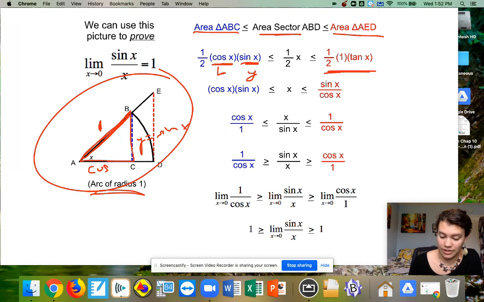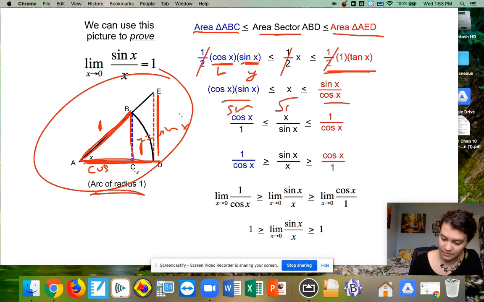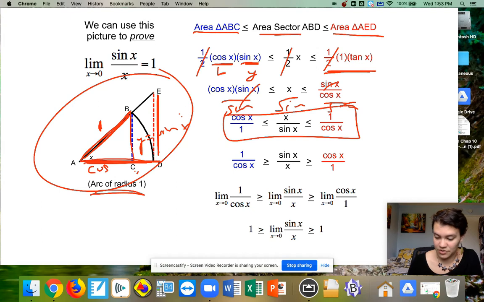Similar idea for over here. We have 1 as your base, because that's all the way out. And then your height is going to be your opposite over adjacent, or your tangent of x. And then you can get rid of the 1/2 on all of the sides to get to here. Divide everything by sine to cancel some of these out and get to this point. And then if you take the reciprocal, so you flip it, that changes your sign, but we get to this point.